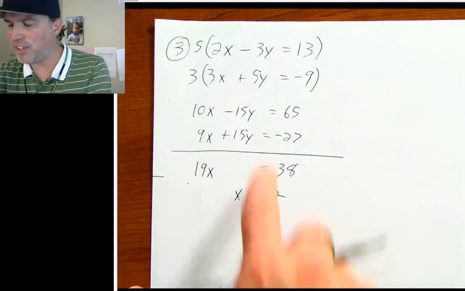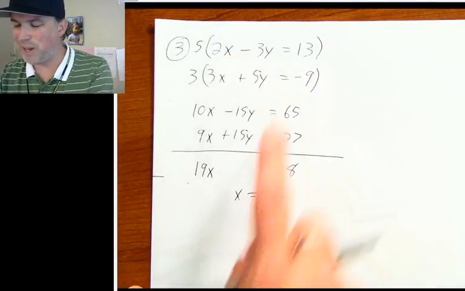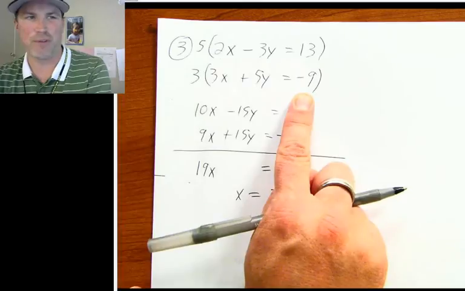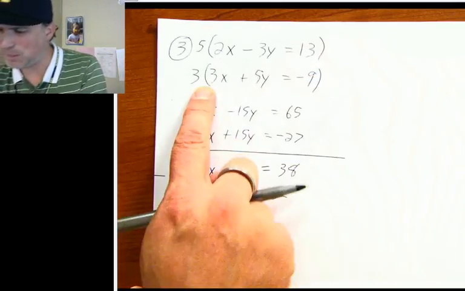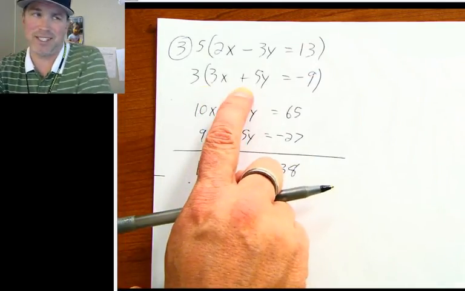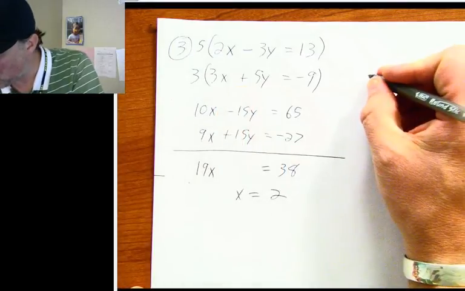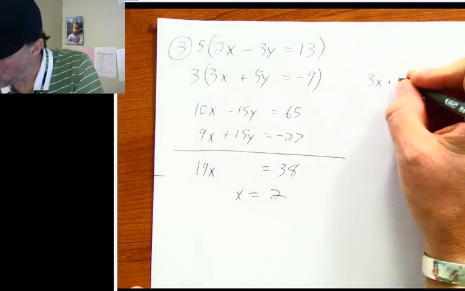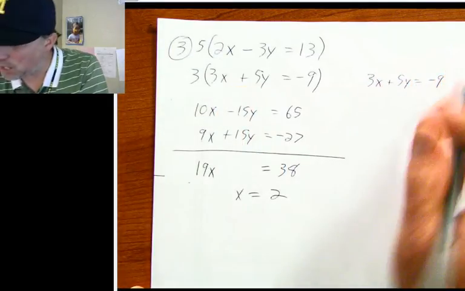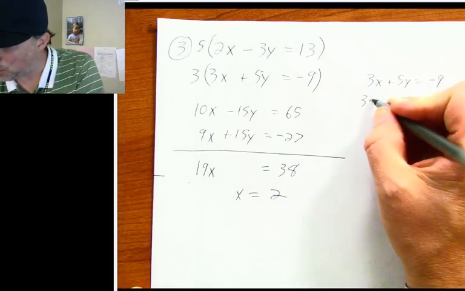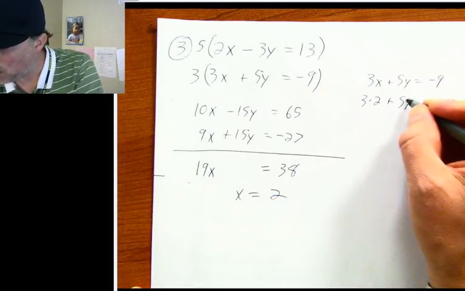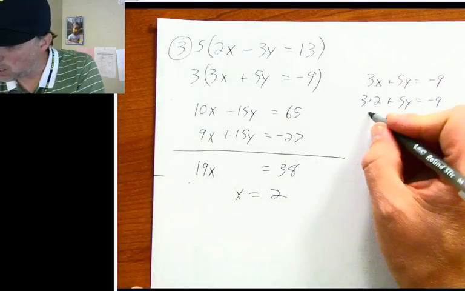And then same thing as everything else. You're going to need to plug this 2 into either one of these two equations. Neither equation looks very friendly to work with. I guess I'm going to pick the second one because it doesn't have a subtraction here. It doesn't really matter. 3x plus 5y equals negative 9. I plug in the 2 for x. 3 times 2 plus 5y equals negative 9.